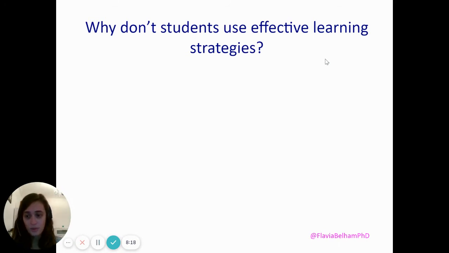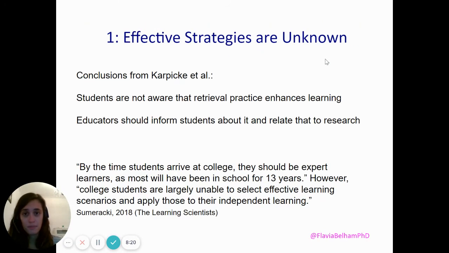And there are 3 main reasons based on my research and my literature reading. One of them, the first one and probably the biggest one, is that effective strategies are unknown. So students just don't know. Students have been forever studying by reading books, highlighting and reading again, and copying from one place to the other. That's all they know. That's what they keep doing.